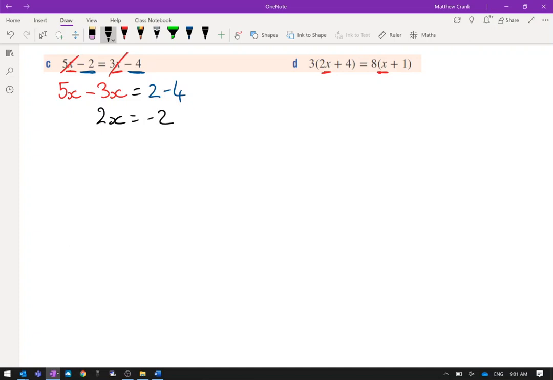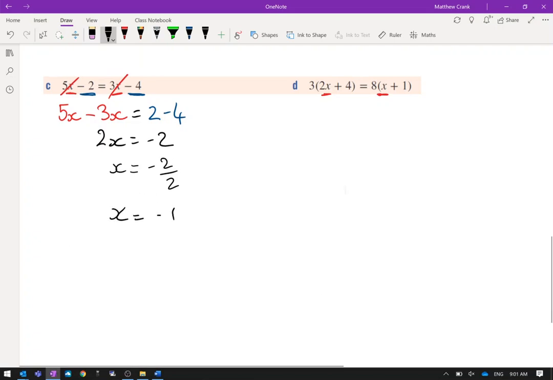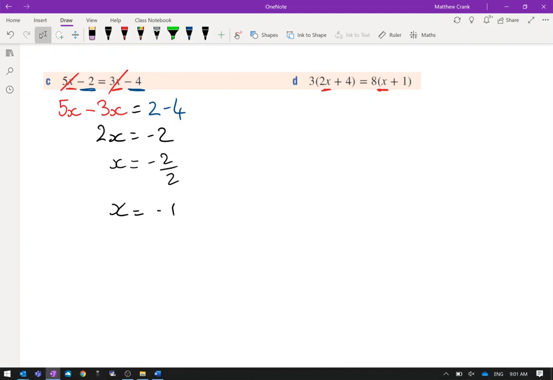Times 2 becomes divide by 2, and we get x equals negative 2 on 2, and that's negative 1 again, like it was in the previous question. So when you've got the pronumeral on both sides of the equation, really that's the process. I like to color everything like this so that I can see where my different terms are, and then make sure I put all the same colors on the same side.